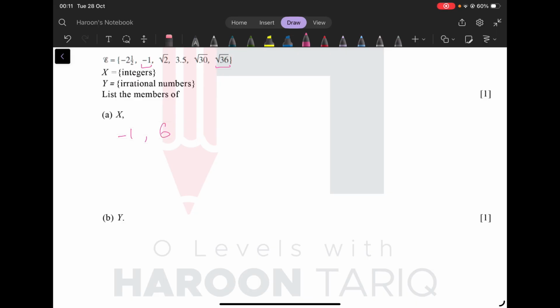Now next, list the values of y. Y are irrational numbers. So let's have a look at irrational numbers. This is square root of non-square numbers. So irrational numbers are only pi, square root of non-square numbers, or decimals which are non-terminating and have no repeating pattern. So square root of 2 over here, and square root of 30 as well. That is also square root of a non-square number. So these two would be the answer.